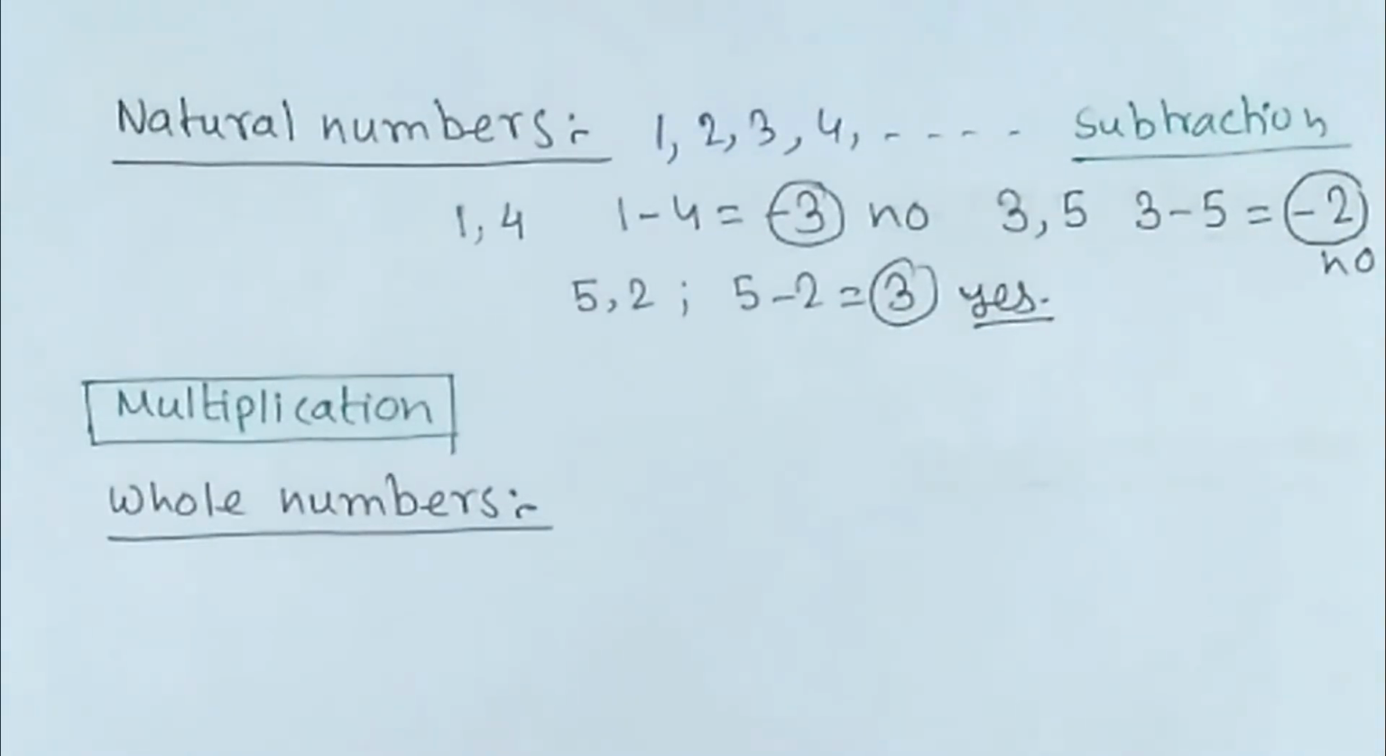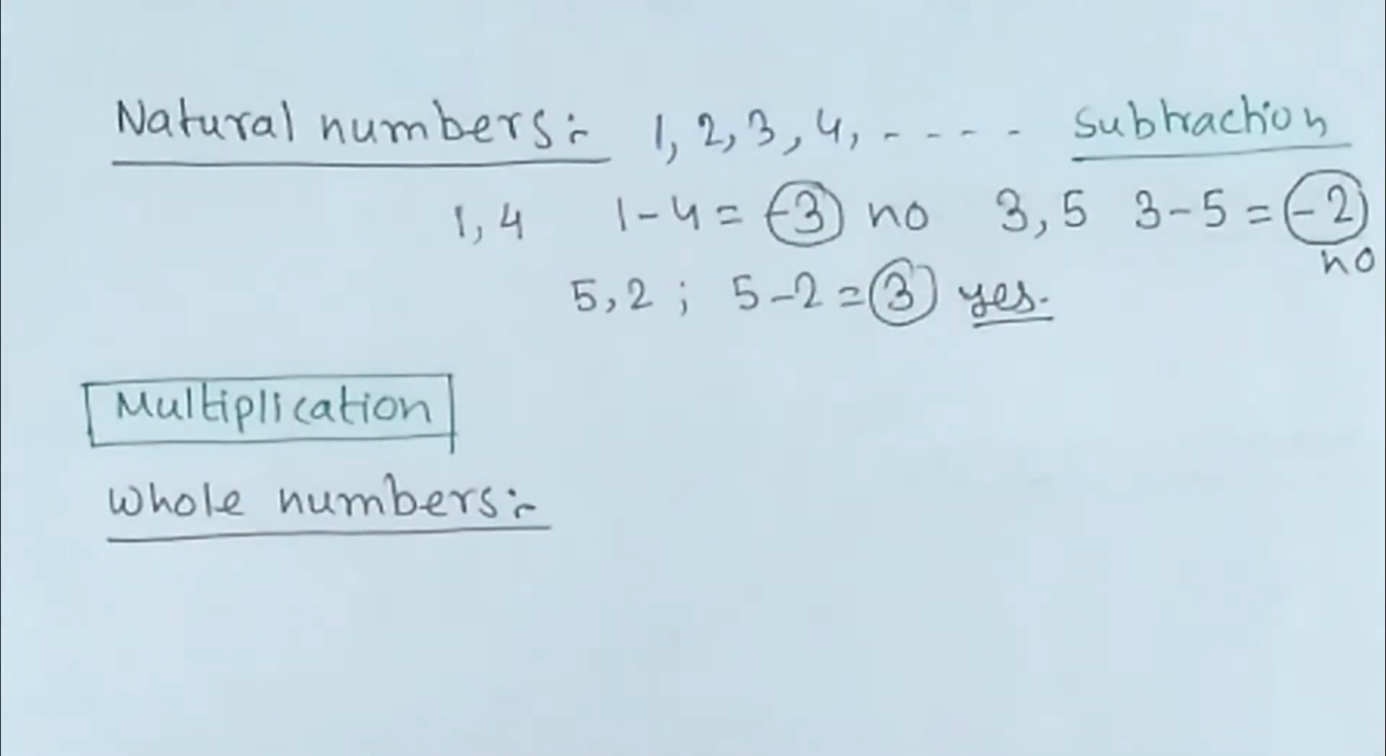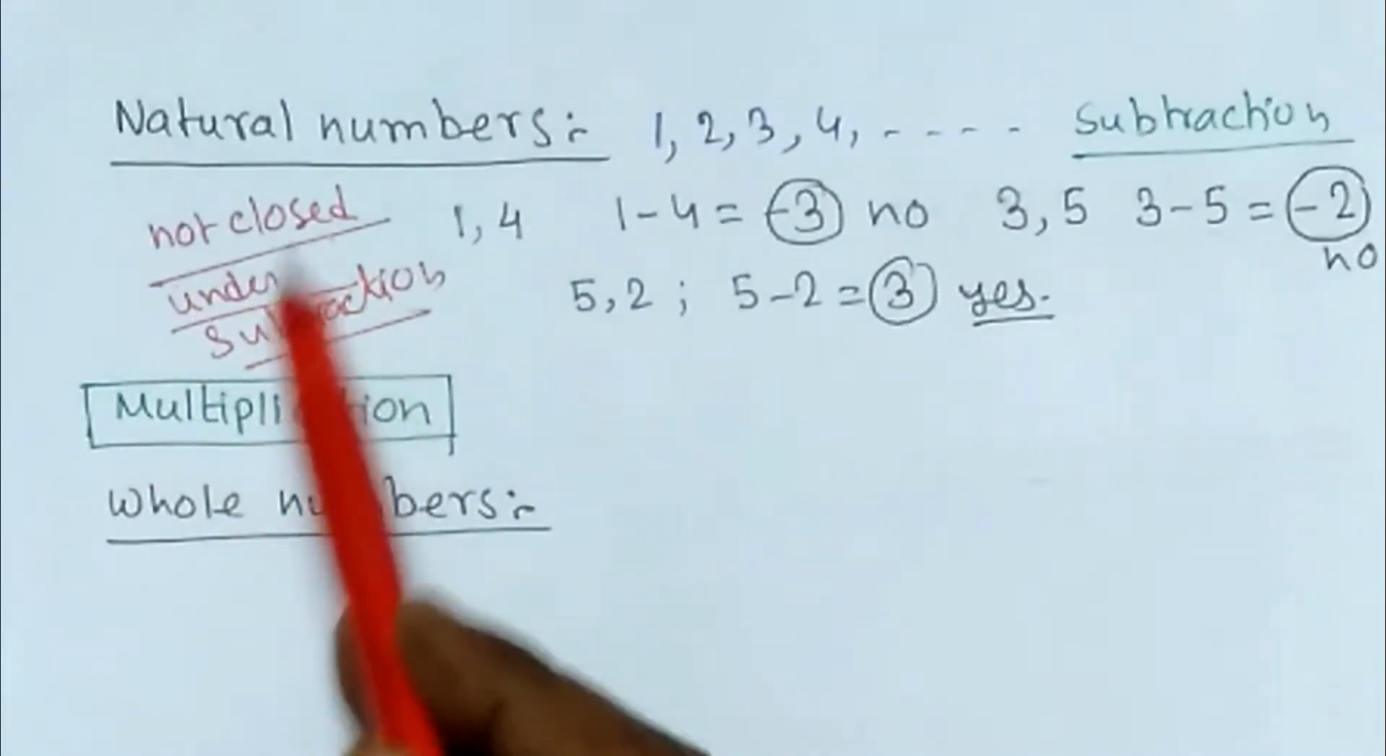But we know that to hold a property, the property must be satisfied for all the numbers. Here minus 3 is not a natural number, minus 2 is not a natural number. So natural numbers are not closed under subtraction. Now it will be easy for you to understand the closure property about multiplication and division.